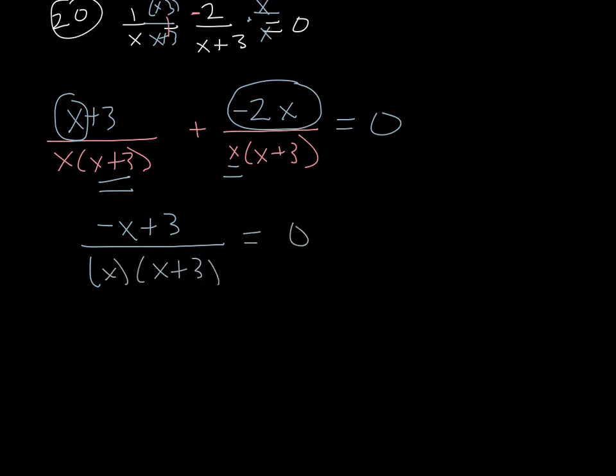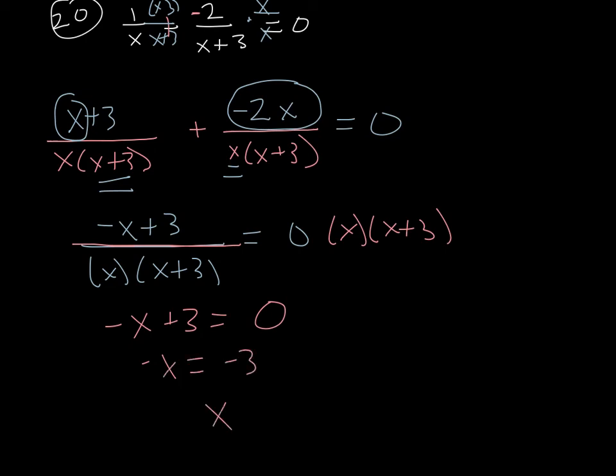is equal to 0. I want to get rid of this division, so I'm going to multiply by x times x plus 3, and 0 multiplied by anything is just going to give me 0. So that denominator really didn't matter. So I'm going to subtract my 3, divide by negative 1, and x is equal to 3.